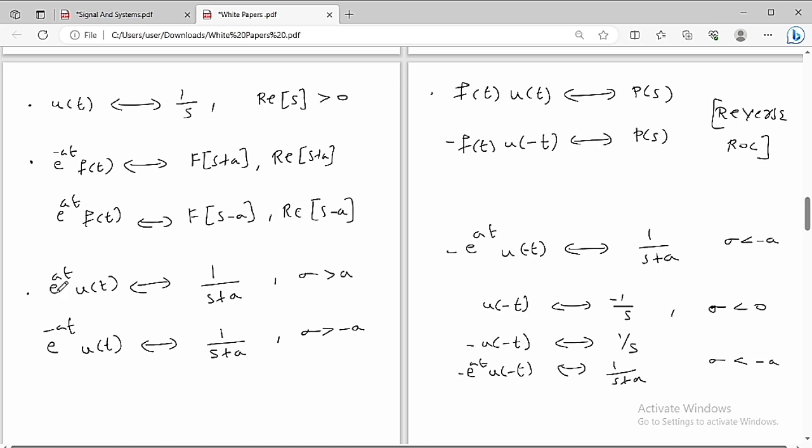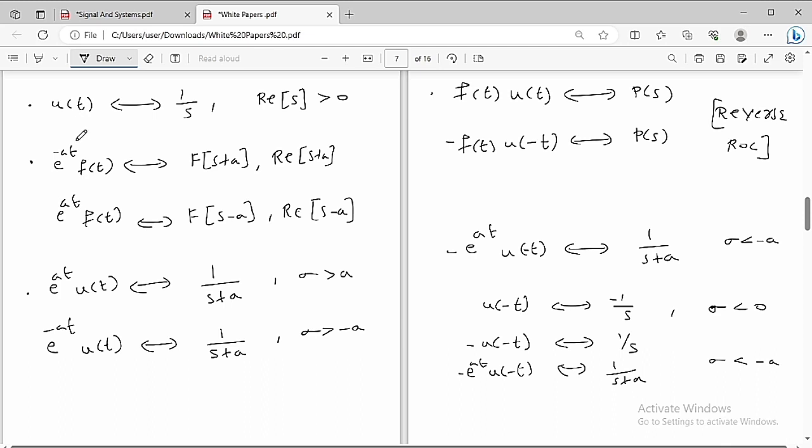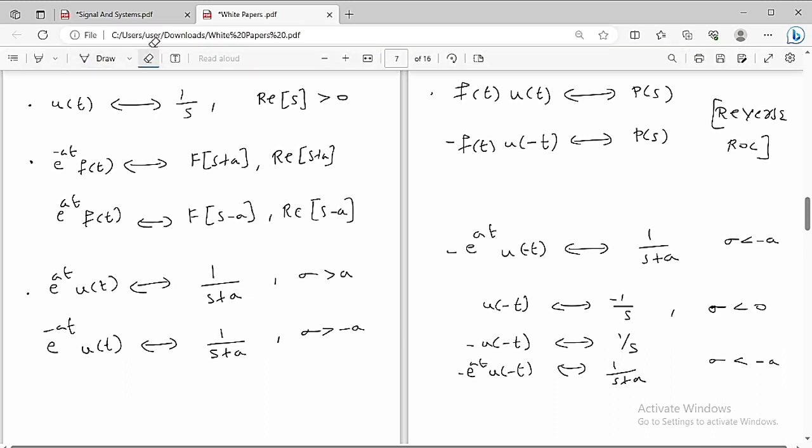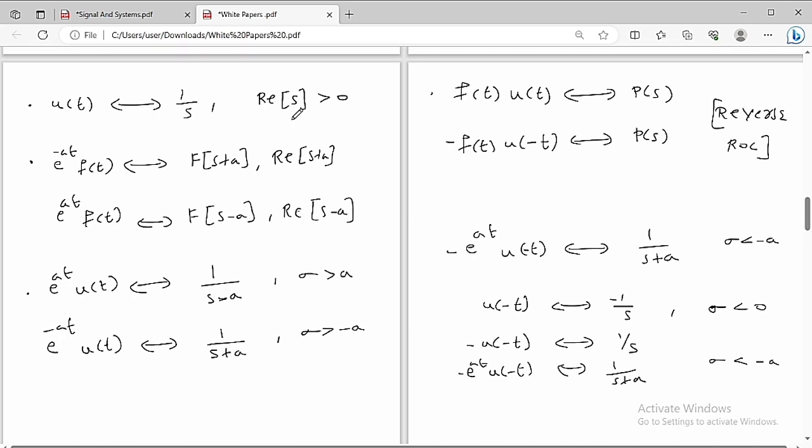Now I want to find the Laplace transform of e to the power of at into u of t. I already told you, whenever you multiply by e to the power of at into u of t, replace s by s minus a. So this will become 1 by s minus a. A small correction here: you have to keep s minus a. Also, in the ROC you have to replace s by s minus a. So the real part of s minus a greater than 0 means sigma minus a greater than 0, which means sigma greater than a.